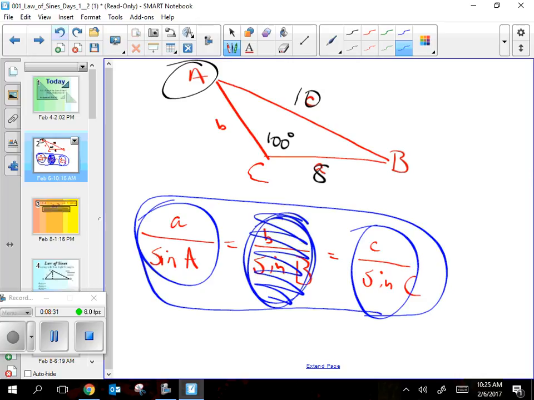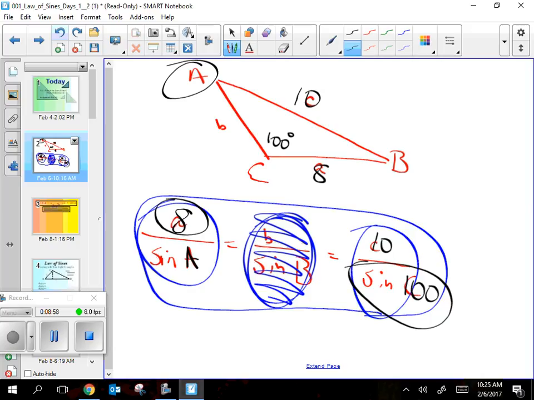Okay, so tell me stuff you know. So what's little a? 8 over sine of A. Good, and I'm going to leave this as an A because we don't know what it is. Go ahead. 10 over sine of 100. Perfect. And then you just cross multiply. 8 times sine of 100. Do you have that for me yet? Go ahead. Type that puppy in.